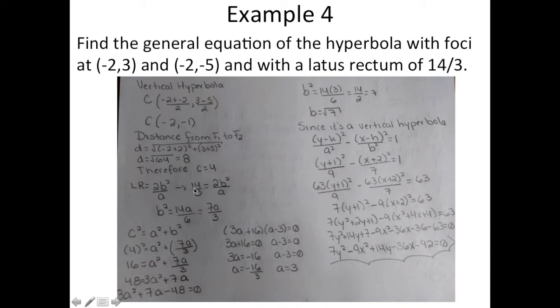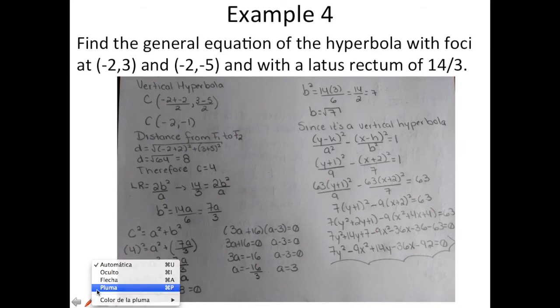You also know that the latus rectum is 2b squared over a, and I'm giving you the latus rectum, 14 over 3. So if I isolate b squared, the reason I isolate b squared is because whenever I use my condition, I'm going to need b squared. If I isolate b squared from here, the a multiplies and the 2 divides, and I end up with b squared being 7a over 3.